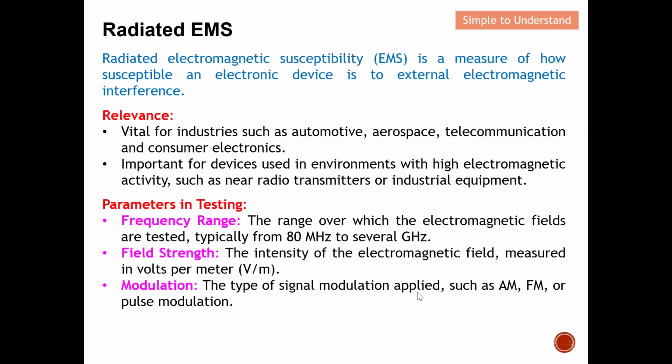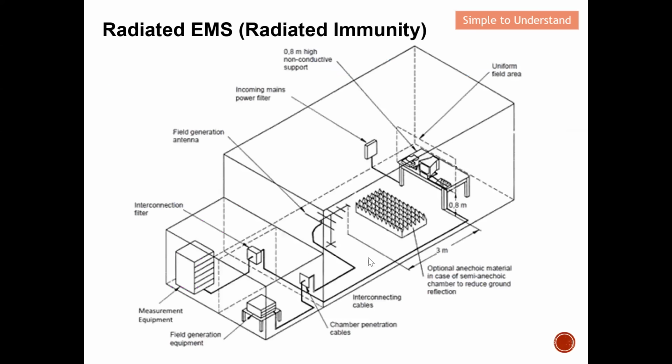Modulation is the type of signal modulation applied, such as AM, FM, or pulse modulation. Mainly we will be focusing on AM for this video. Again, all this I will describe later in a few videos. So again, this is a test and measurement setup for radiated immunity test. Over here you can see this is where your DUT is, this is where your antenna is, and you generate your noise source from the amplifier. So I keep this simple.